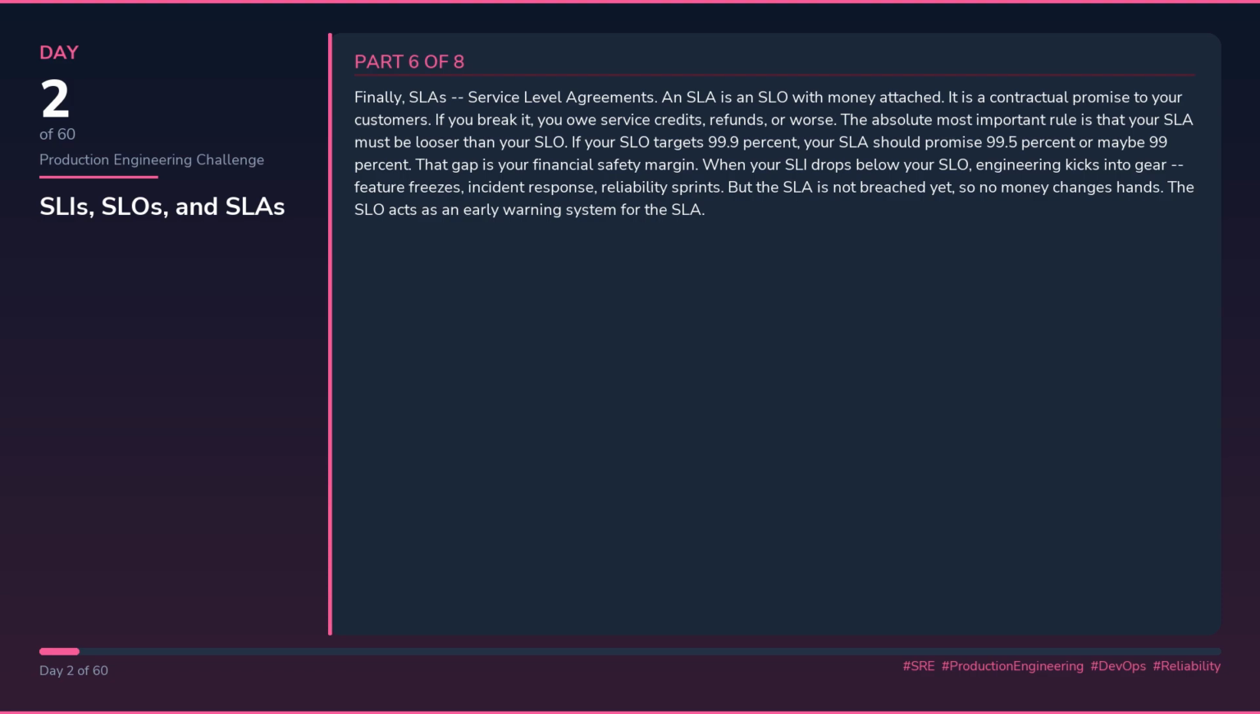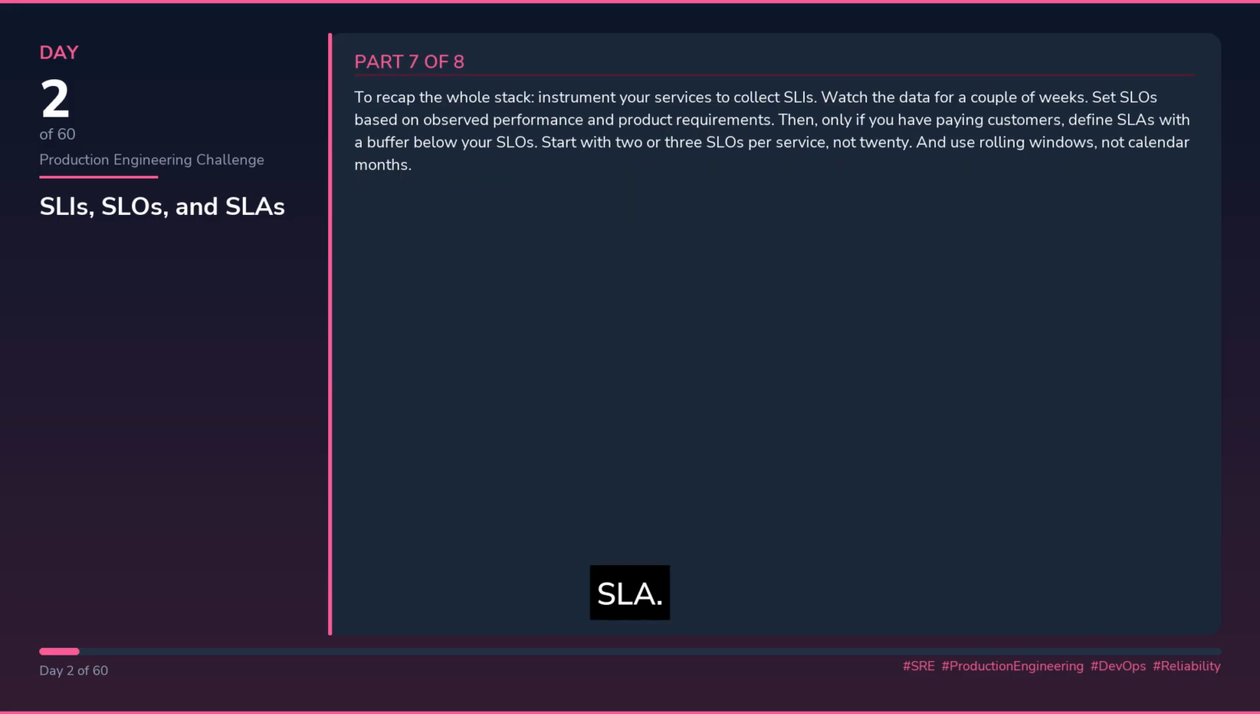To recap the whole stack, instrument your services to collect SLIs. Watch the data for a couple of weeks. Set SLOs based on observed performance and product requirements. Then, only if you have paying customers, define SLAs with a buffer below your SLOs. Start with 2 or 3 SLOs per service, not 20. And use rolling windows, not calendar months.